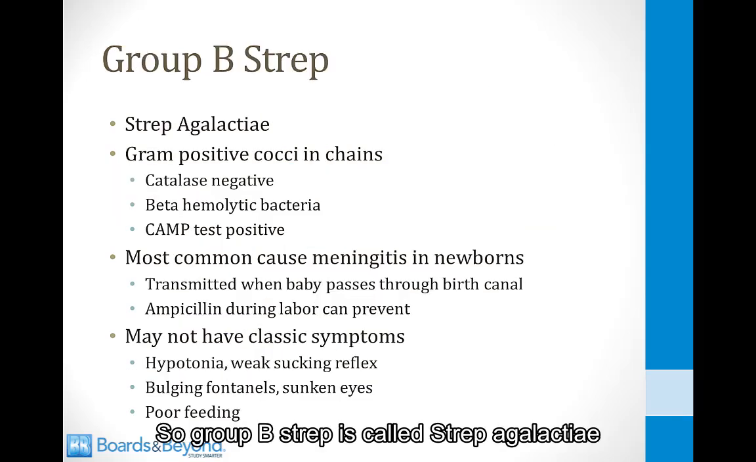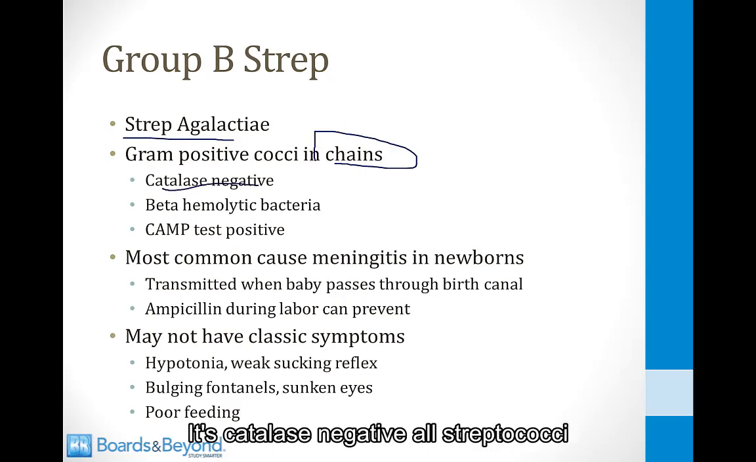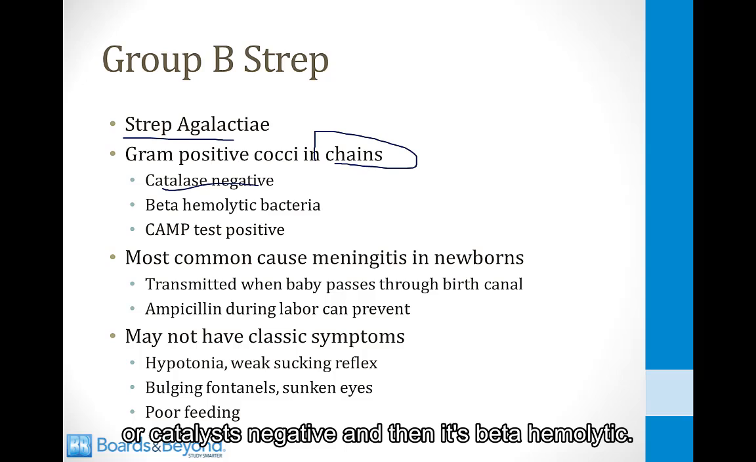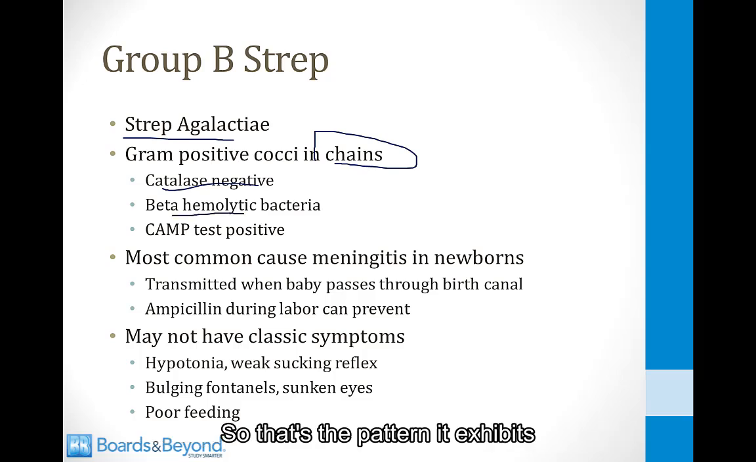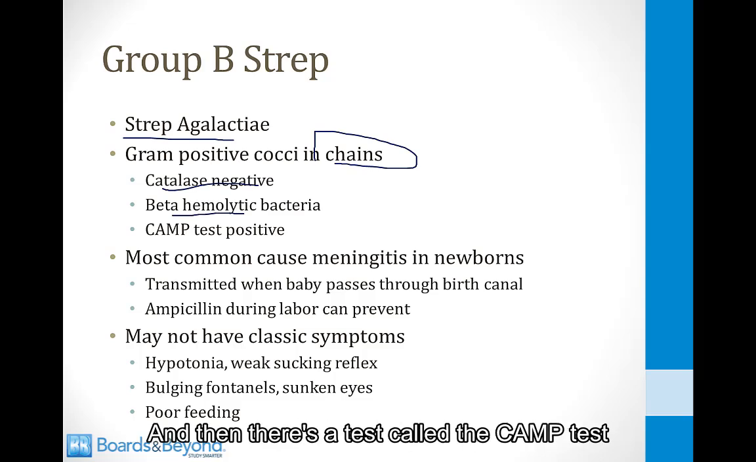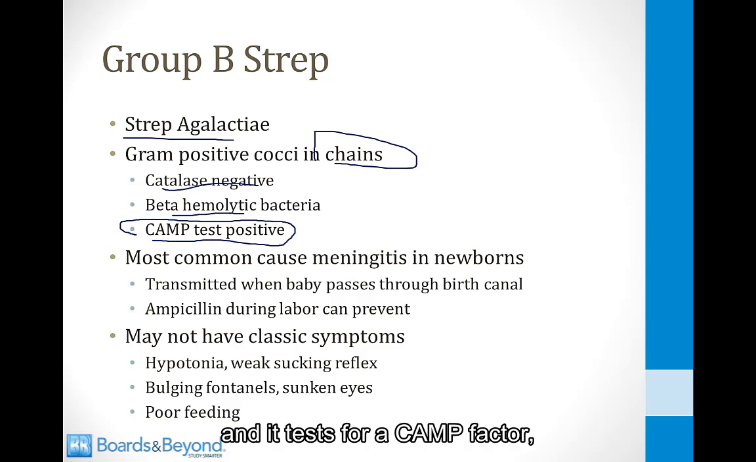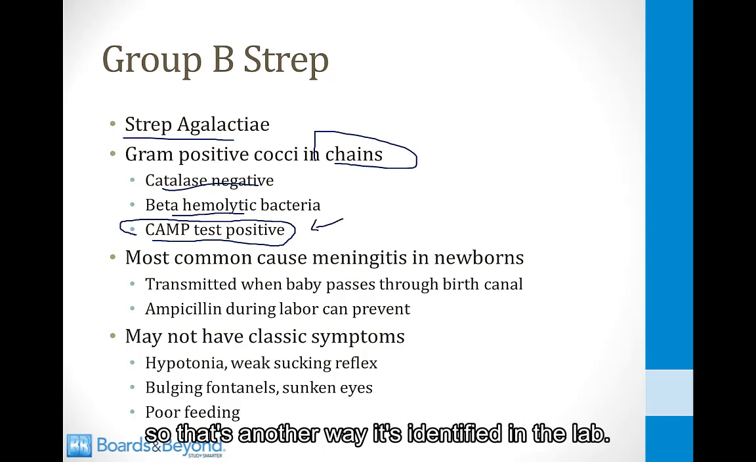So group B strep is called Streptococcus agalactiae, and it's gram-positive cocci in chains, not in pairs. It's catalase negative. All streptococci are catalase negative, and then it's beta hemolytic. So that's the pattern it exhibits when you put it on blood agar, beta hemolysis. And then there's a test called the CAMP test, and CAMP, the letters stand for the 4 people who designed the test. It tests for a CAMP factor, which is only found in group B strep, so that's another way it's identified in the lab.